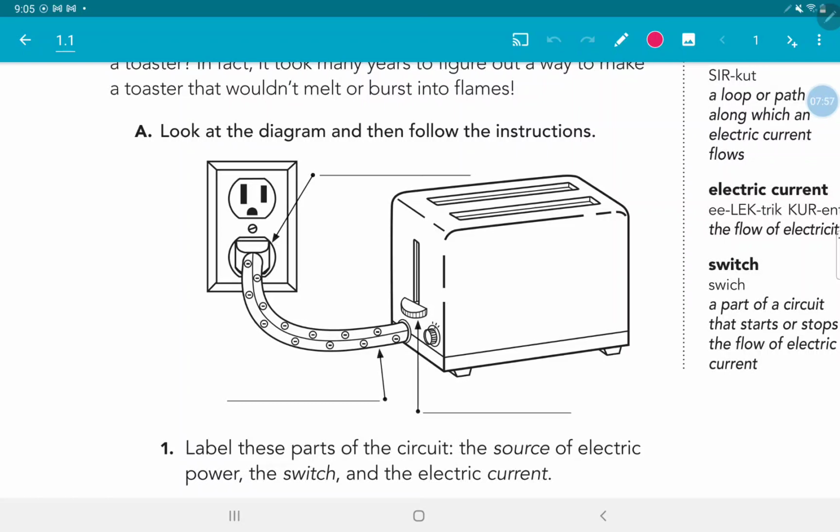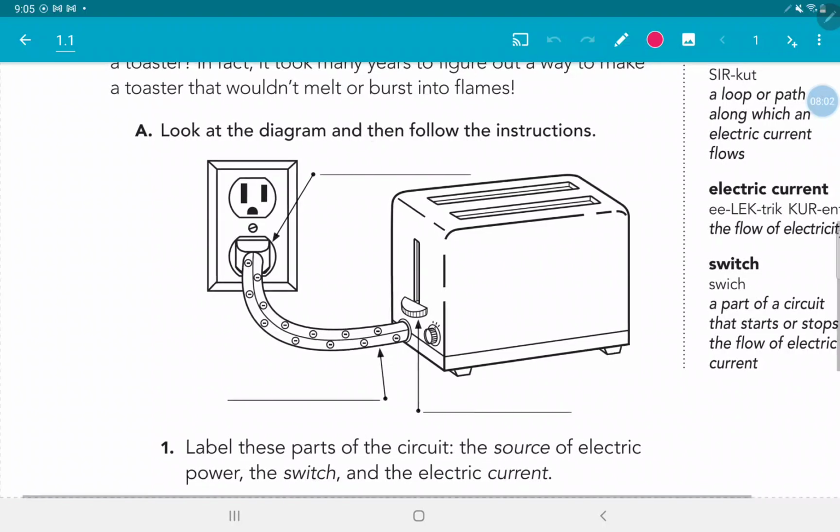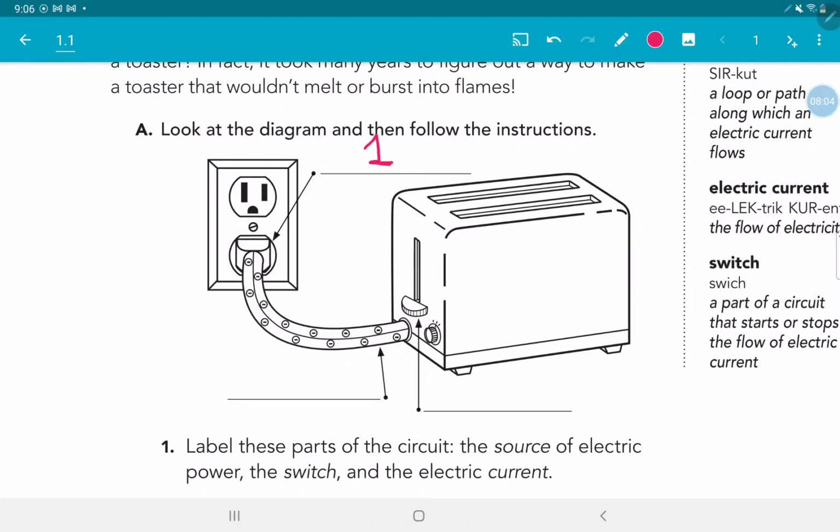So the number 1 here, you can see where the arrow's pointing. Is that the source of electric power, the switch, or the electric current? What would number 1 be pointing to? Which one is it, Amy? The source. That's where the actual electricity is going to be coming from.